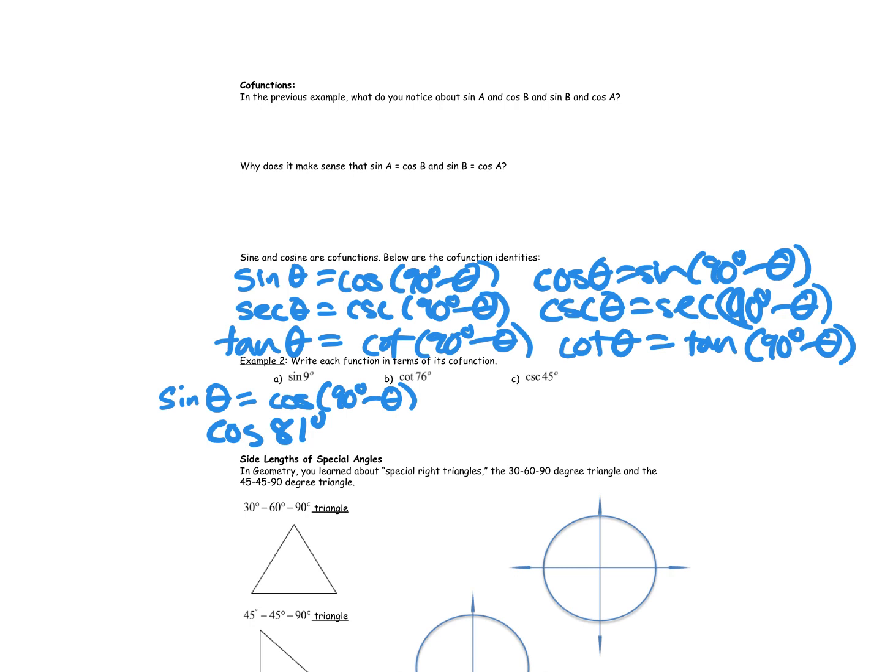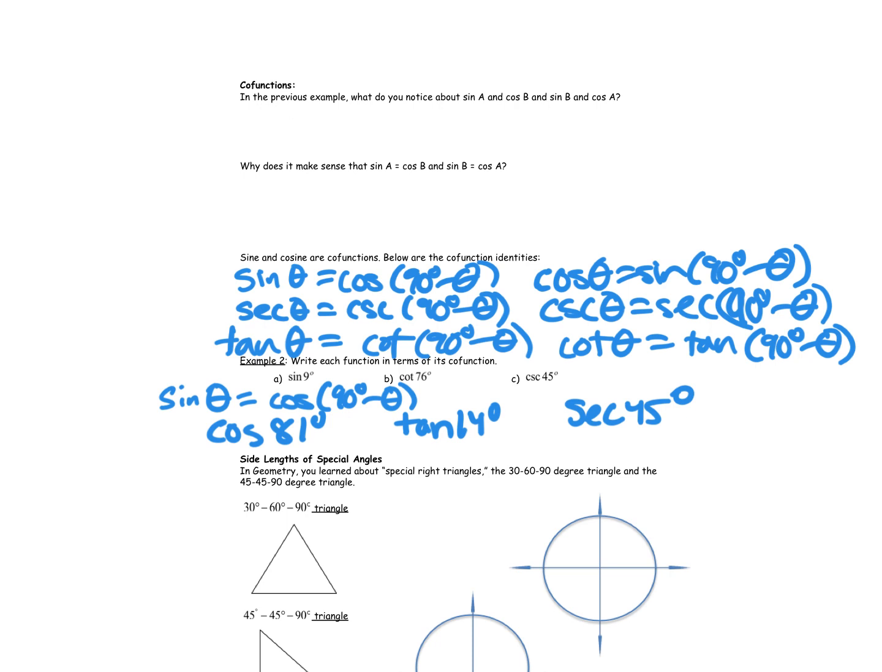Cotangent and tangent go together. So cotangent of 76 is the same as tangent of 90 minus 76, which would give me tangent of 14. And cosecant and secant go together. They're cofunctions. So cosecant of 45 is equal to secant of 90 minus 45, or secant of 45. Okay, so more to come with that. So just a few other identities, and just reminding ourselves a little bit about right triangle trig.